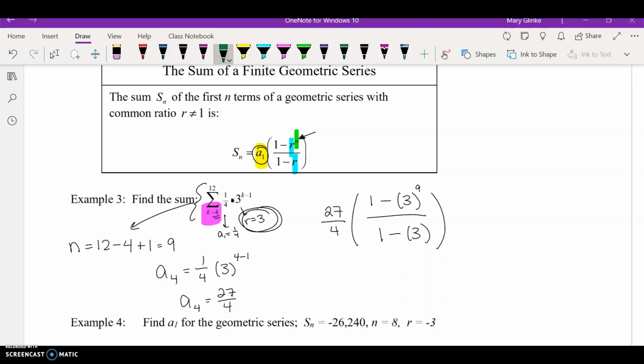At which point we would take out our calculator and type this in with parentheses around the numerator and the denominator. So do 27 over 4 and then type all that in. We should get 66,426.75.